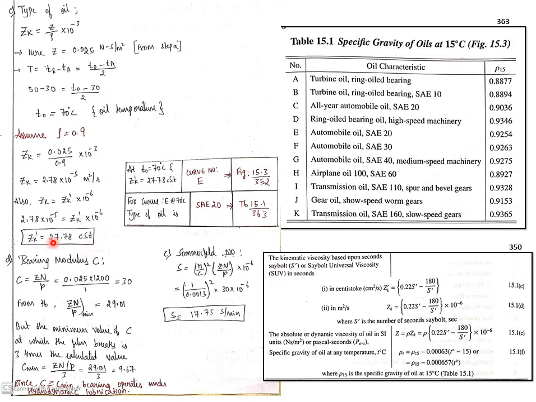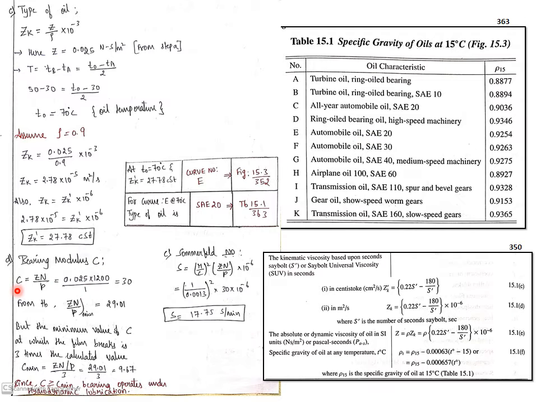Okay, so once you get the value of centistokes with respect to the temperature of the operating oil, you have to find the value of E. If you check the figure 15.3, the y-axis is 27.78, and from the top, if you check the temperature, where you meet a particular curve, that curve represents the E. Now, from this table, E is SAE 20. This is the type of oil.